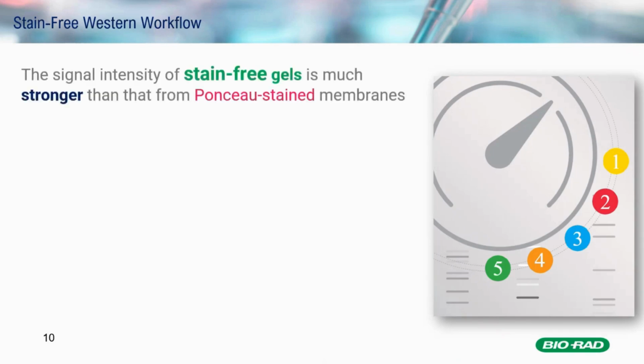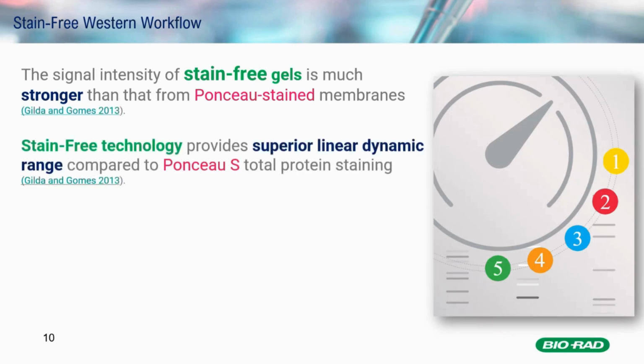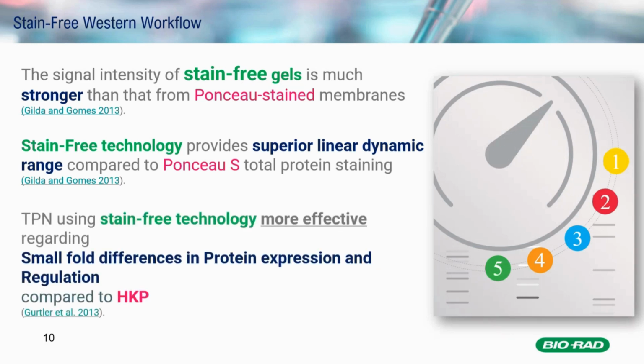On the other hand, the signal intensity of the stain-free gels is much higher and stronger than, let's say, Ponceau stained membranes, and they also provide superior linear dynamic range. Plus, this technology is more effective. It's specifically important in case small fold differences in your protein expression are highly important. They provide quite better, more effective results compared to housekeeping proteins.